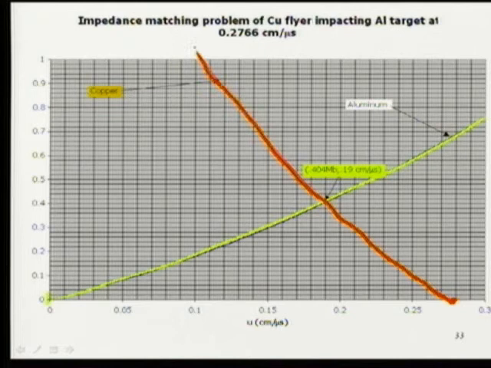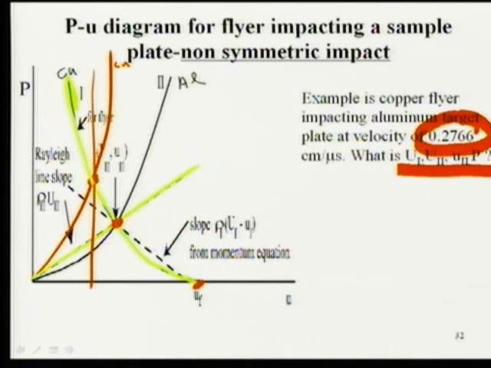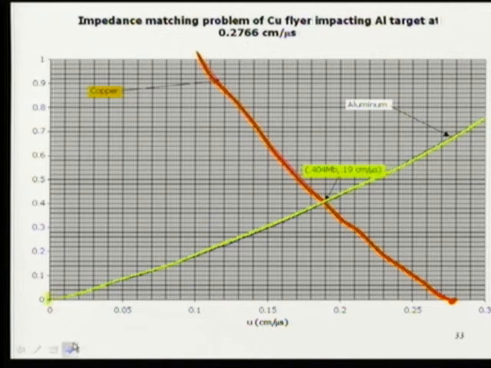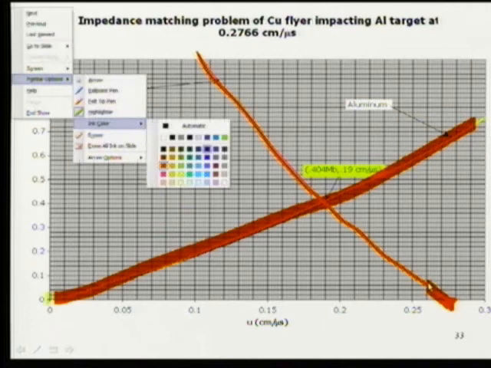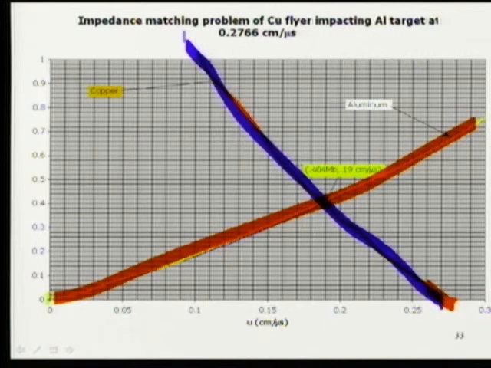So what we know is that the point here is one pressure. So they're equal pressure, because that's what we're showing here on the PU diagram. Well, if they're equal pressure, there's only one point that can be. And remember, the solutions have to be on aluminum along this line, along the aluminum principal Hugoniot. Along this line, but the solution for copper has to be along this line. Well, there's only one place where that satisfies both materials.